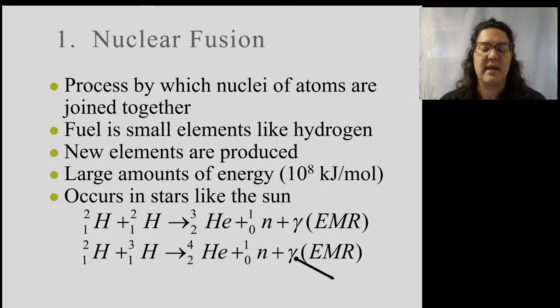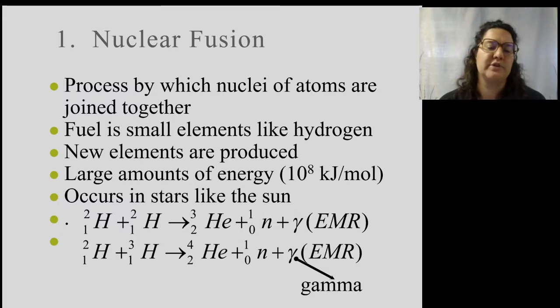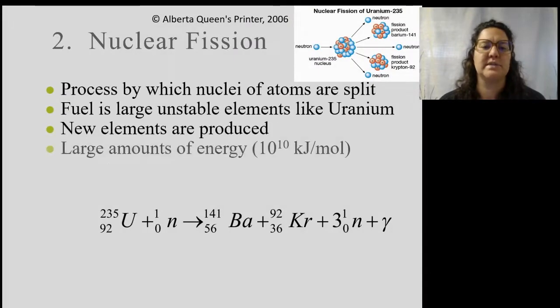So we see at the end that the gamma symbol is the gamma decay that is produced. Nuclear fusion is an area where there's lots of research right now to produce energy for humans. Nuclear fission is the process by which the nuclei of atoms are split.